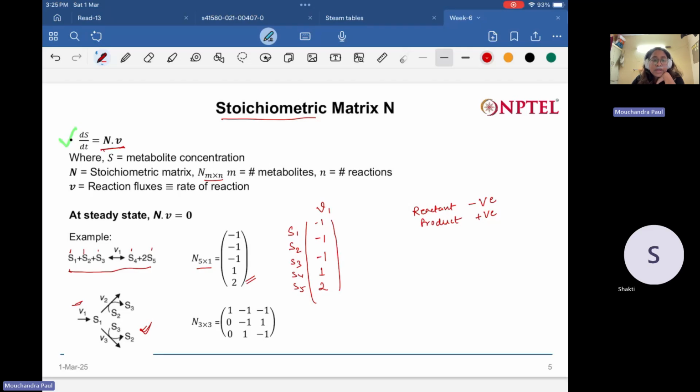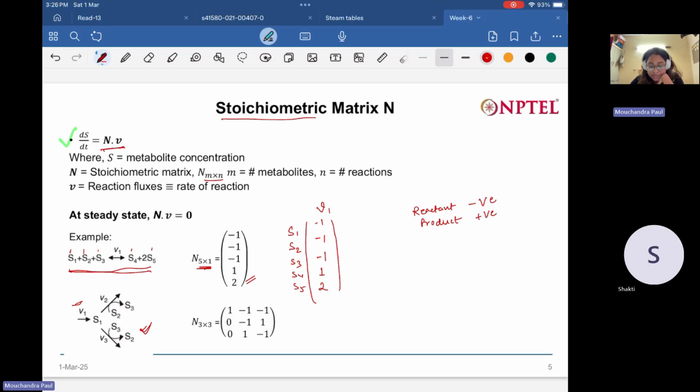So the stoichiometric matrix itself is an m by n matrix, where m represents the number of metabolites and n represents the number of reactions. So for example, this is your reaction scheme, where three reactants are there and two products are getting formed. So for this particular reaction scheme, we can form a 5 cross n matrix.